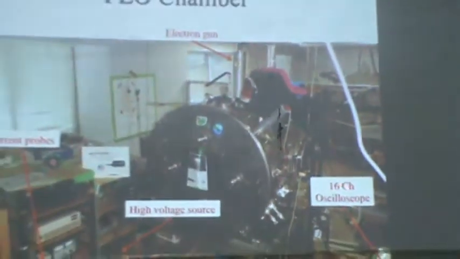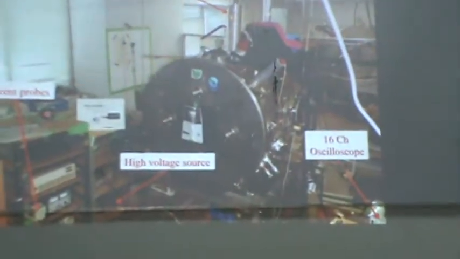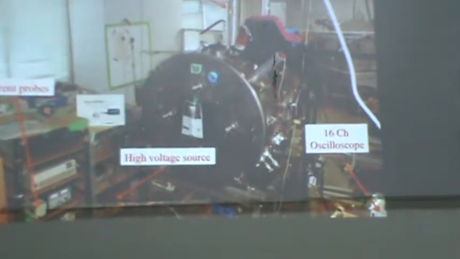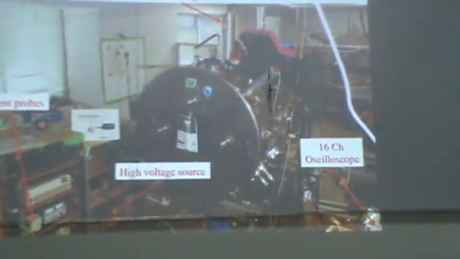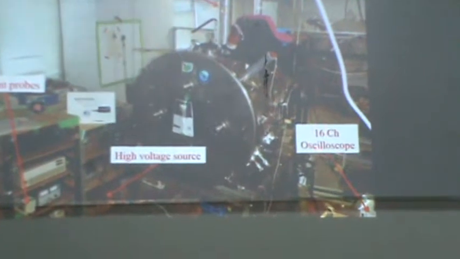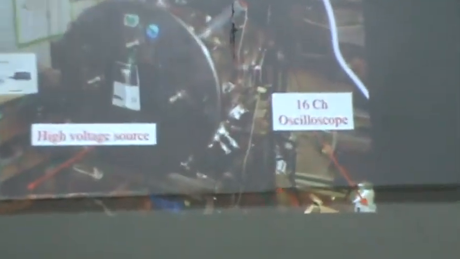And here is a 16 channel oscilloscope. I saw some oscilloscope in your lab. And how many channels? 2 channels. Here is a 16 channel. So 16 different location data we can collect in a twinkling of an eye and at very high speed.